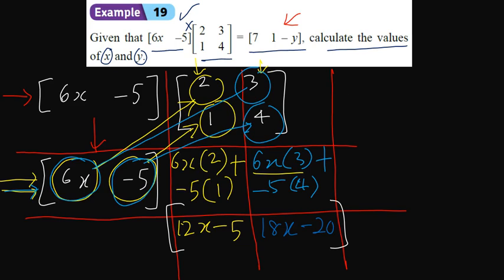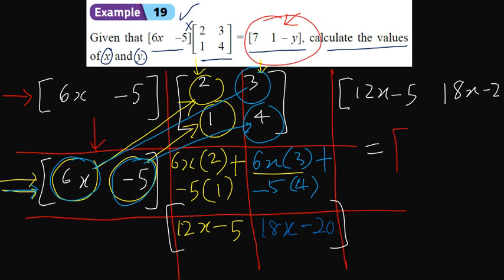I write it again. (12x minus 5), 18x minus 20, equal to this one, right? This matrix, 7 and 1 minus y. Okay, it's equal. So we'll write it back in the next slide.